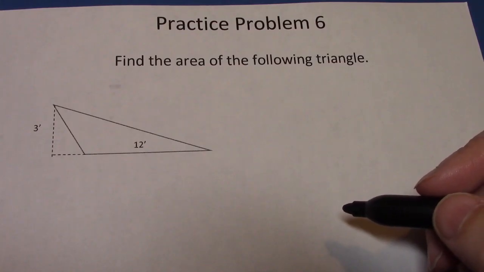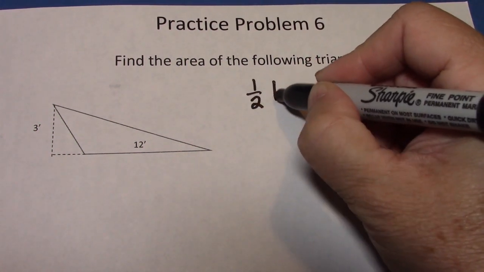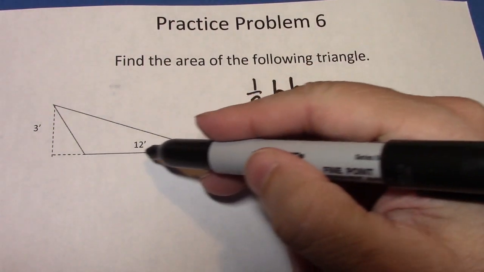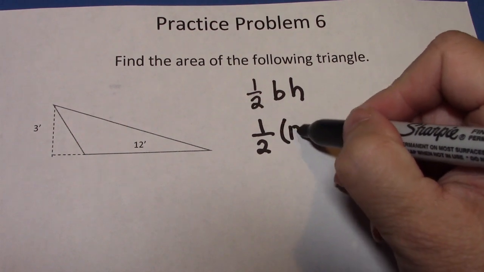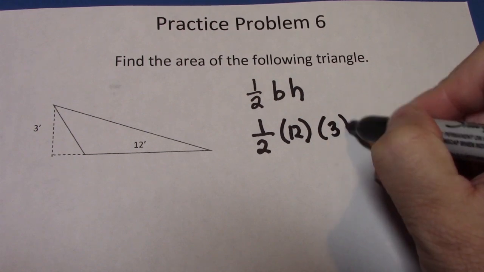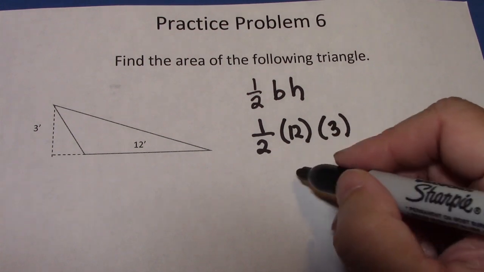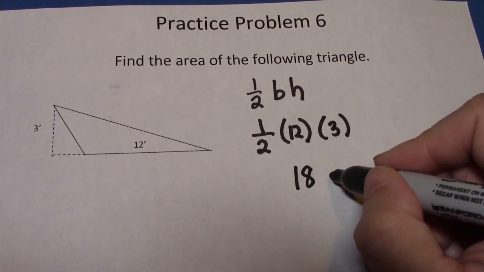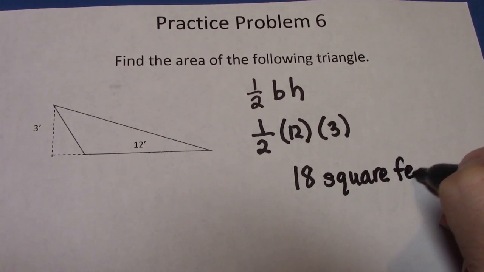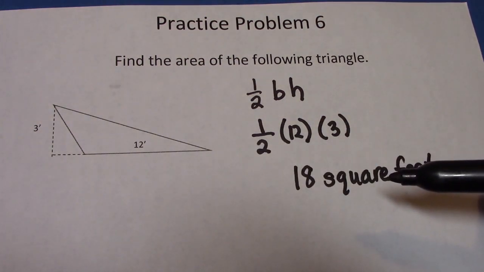Problem 6. Find the area of the following triangle. Well, the formula is 1/2 times the base times its height. This looks like it's the base, 12, and the height is measured outside, but it's 3. So 1/2 times 12 would be 6. 6 times 3 is 18. We have to label this because we're finding the area as square feet, because we're given the foot abbreviation there.